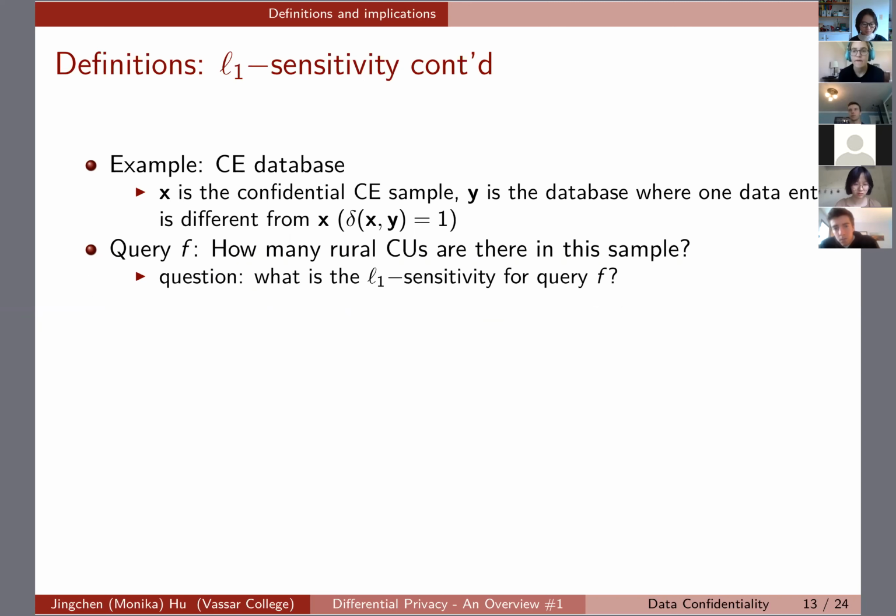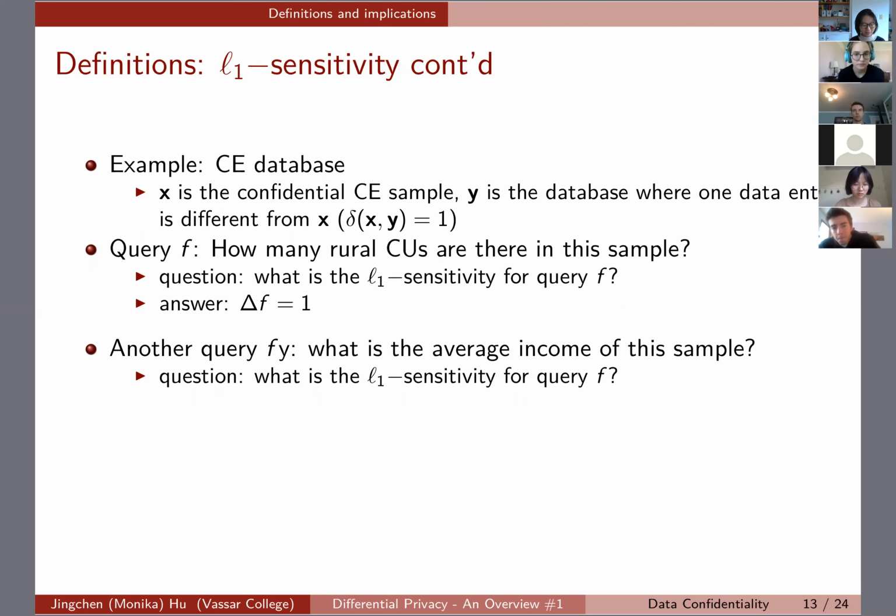Okay. Sounds good. So let me throw another query to you. There shouldn't be a Y here. Sorry about that, just a typo. Cross that out. Just another query F. What is the average income of this sample? So if I have this query, what will be the L1 sensitivity here?